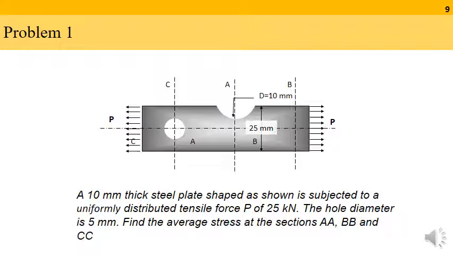So let us look at a problem. This is a very simple problem where I have a plate where there are some holes and voids that have been made. So a circle has been punched at C, a semicircle has been cut out at A. This is subjected to load P equal to 25 kilonewtons everywhere. What is the stress at section A, section B, section C? Should it be the same? Should it vary? How will it vary? Let us try to find out.